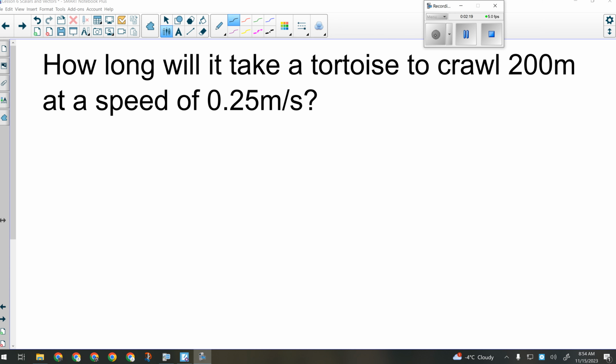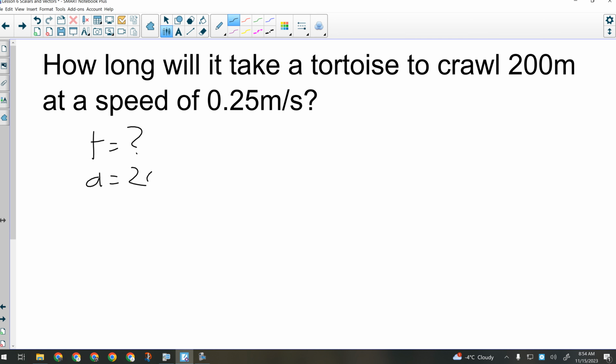All right, so on this one here, how long will it take? What am I looking for? Time. A tortoise to crawl 200 meters. Distance. At a speed of 0.25 meters per second. So obviously that's speed. Okay, so I've got D and V this time. Now I'm looking for T.